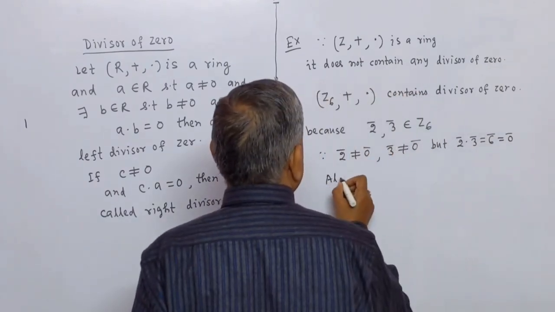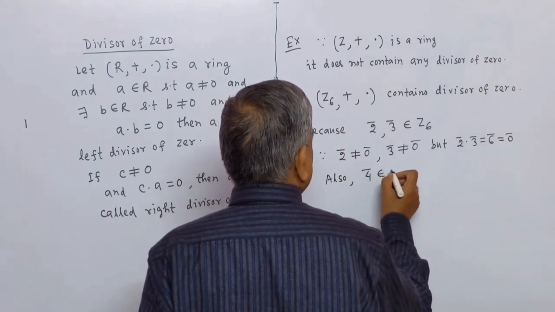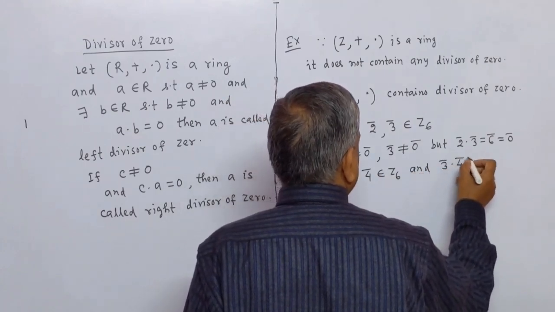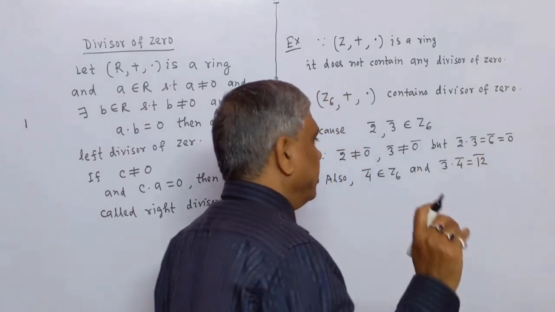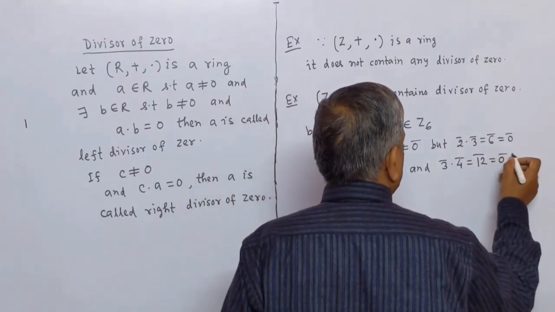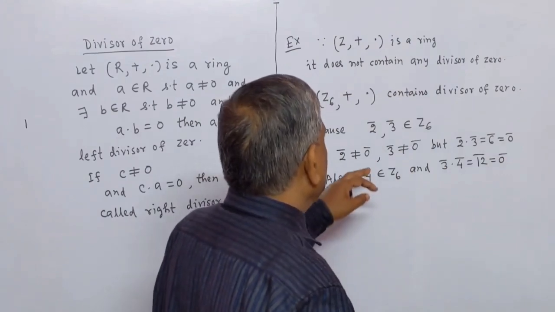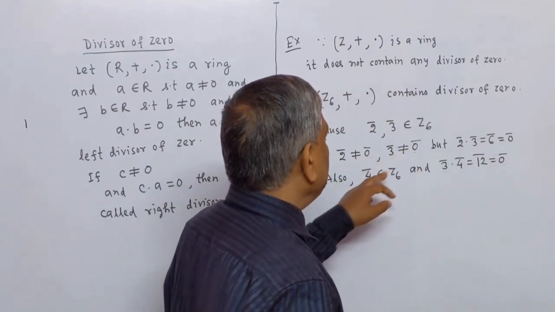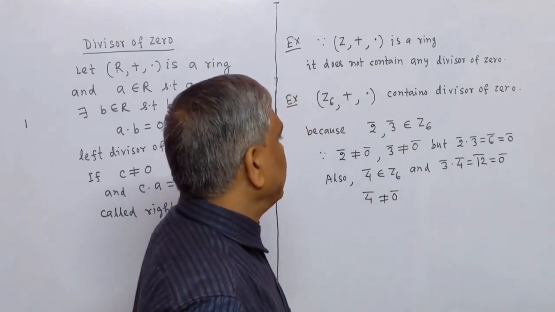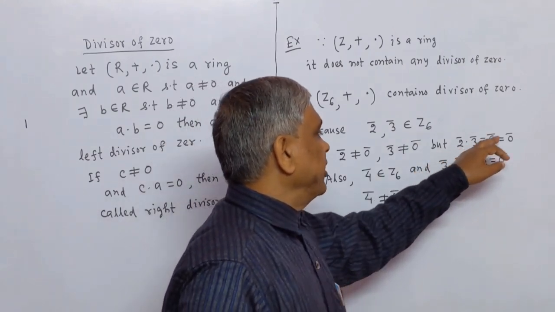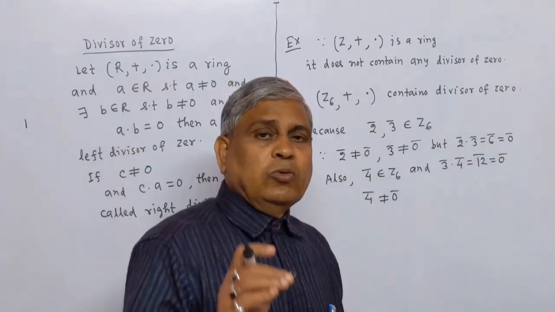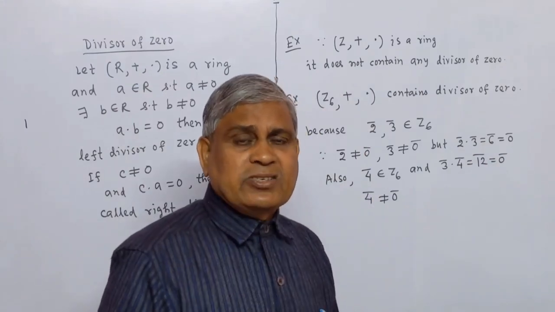Also, 4 bar belongs to Z6 and 3 bar multiplied by 4 bar equals 12 bar. When we divide 12 by 6, we get remainder 0. That means this is 0 bar. Therefore 2 bar, 3 bar and 4 bar are not equal to 0 bar, but the product of 2 bar and 3 bar is 0 bar, and the product of 3 bar and 4 bar equals 0 bar. From these, we may take some ideas.